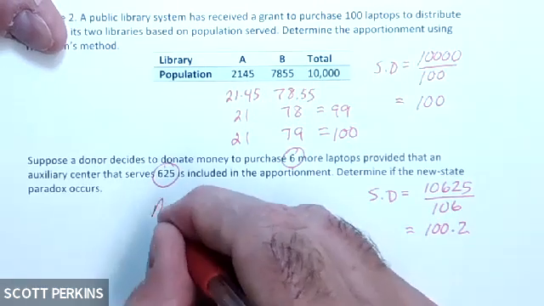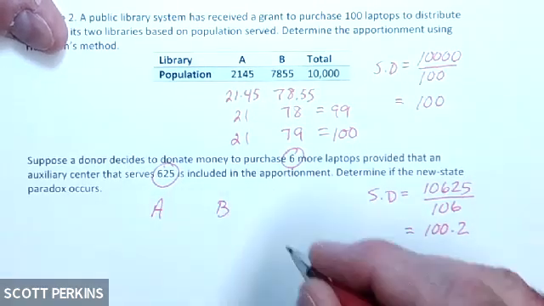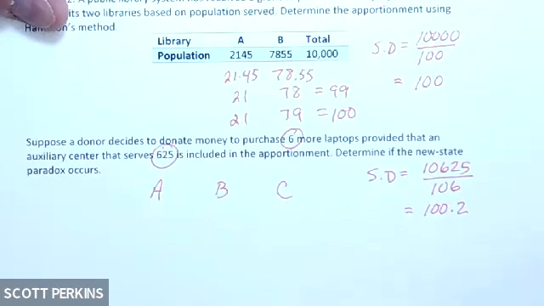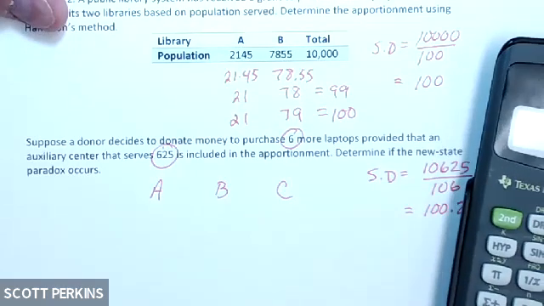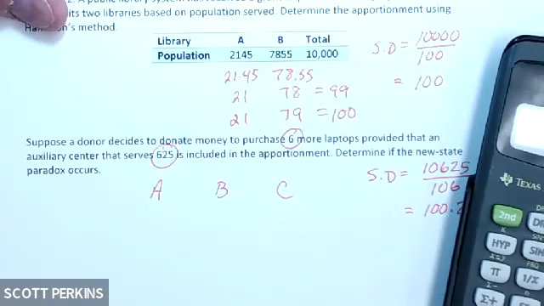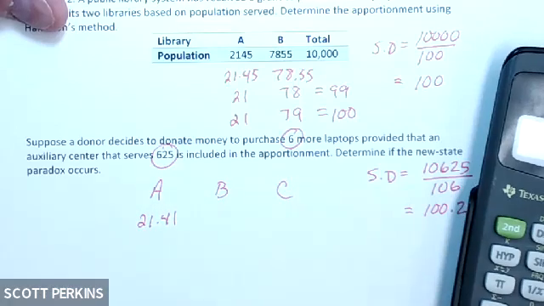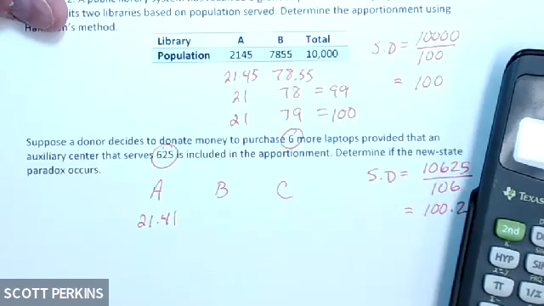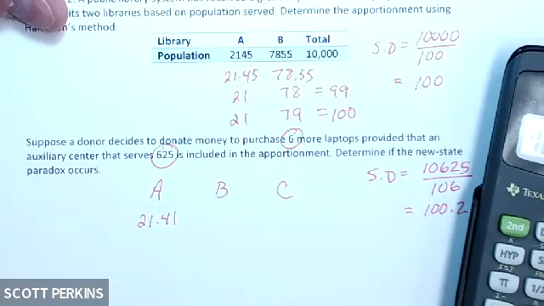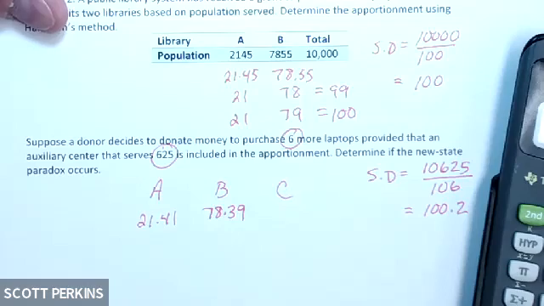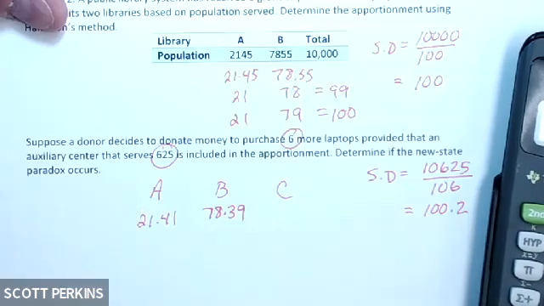So now I still have library A, I still have library B. I'm going to call C the center. So now we'll figure out the apportionment this way. Library A still has 2,145 people it serves, divided by the 100.2 takes it to 21.41. Library B still has 7855 divided by the 100.2. That takes it to 78.39. And last but not least, center C has 625 divided by the 100.2. That turns out to be 6.24.